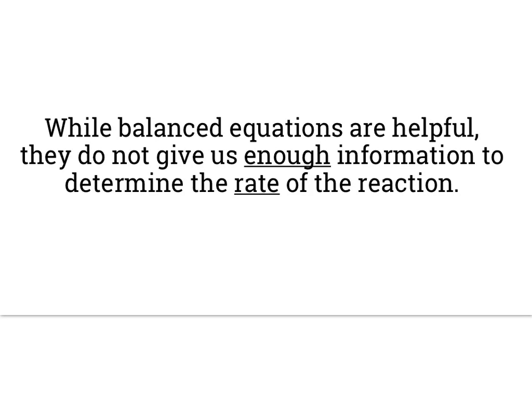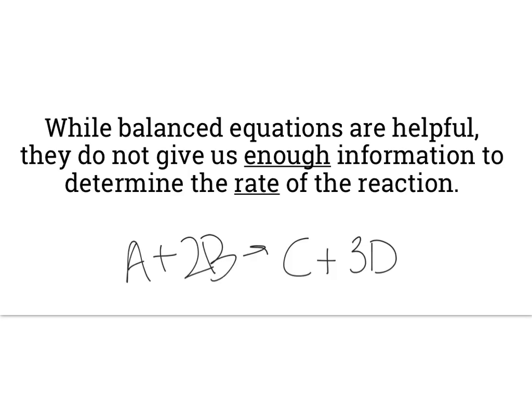So, balanced equations are helpful, but they really don't give us enough information to actually determine the rate of our reaction. They give us an idea of what happens in an equation. For example, let's pretend that somehow we have an equation where A and 2B produce C and 3D. That tells us that for every one A, we're going to need 2B. Now, pretend whatever compound they are. It doesn't, however, give us an idea of how quickly they react.